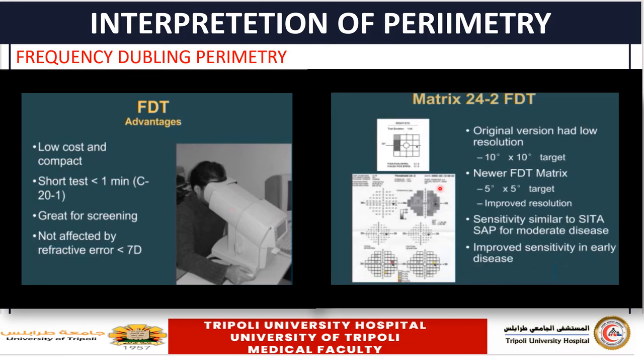And even the printout mimics the standard automated perimetry with a matrix of 24-2 frequency doubling, and the result is similar to the standard automated perimetry, and we can compare the result with that type of field.